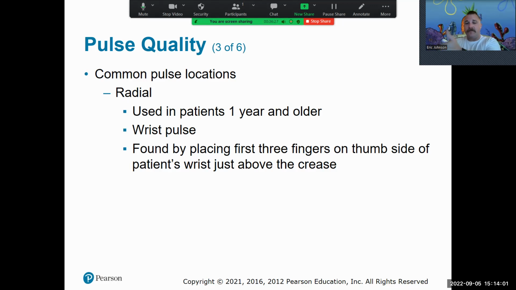Do not use your thumb. If anyone tells you otherwise, they're probably not a medical professional, so don't listen to them. It's crazy. Don't use your thumb. You can't do it. Don't do it.